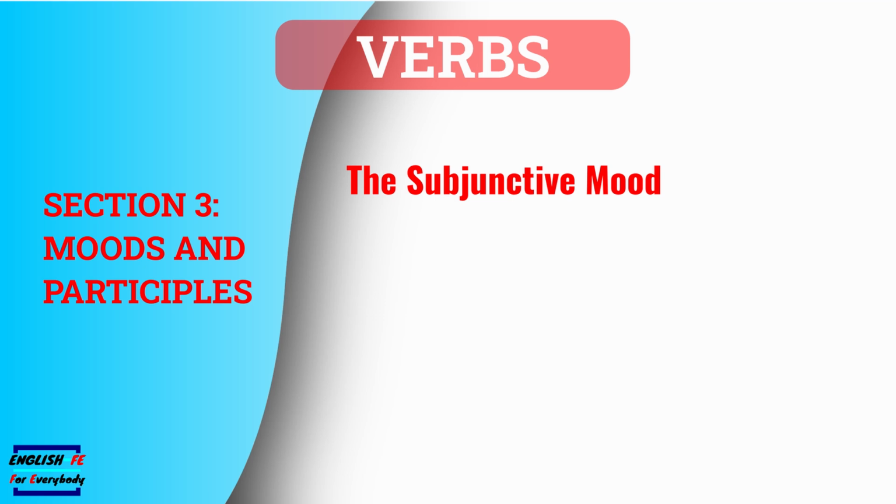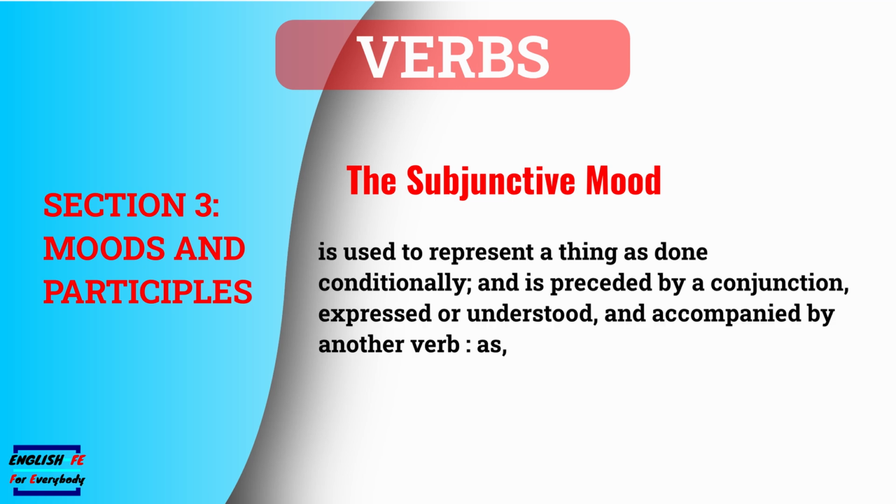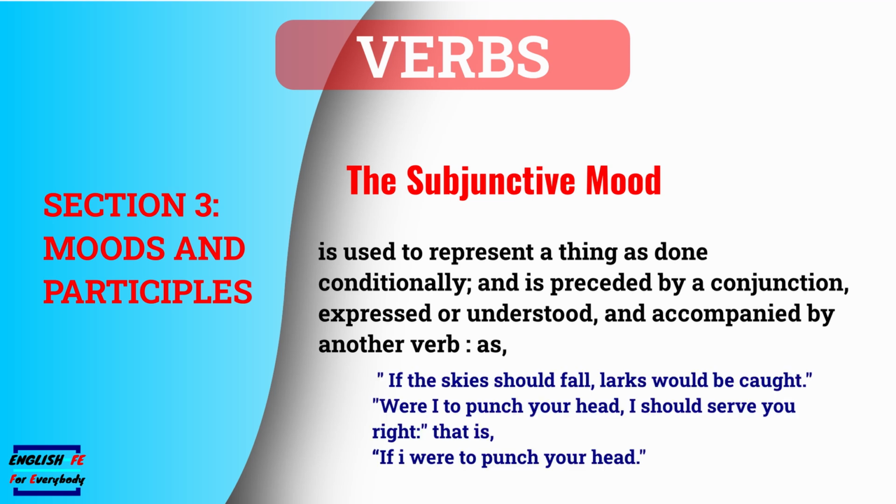The subjunctive mood is used to represent a thing as done conditionally, and is preceded by a conjunction expressed or understood, and accompanied by another verb, as if the skies should fall, larks would be caught. Were I to punch your head, I should serve you right. That is, if I were to punch your head.